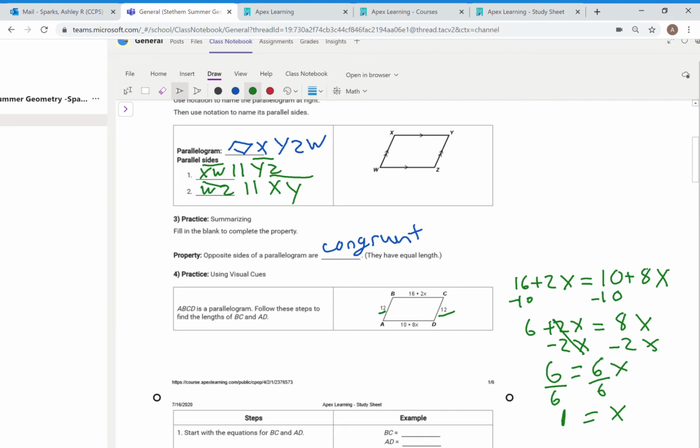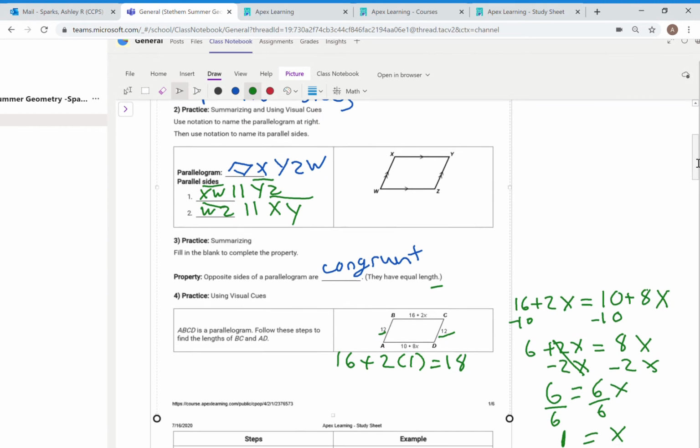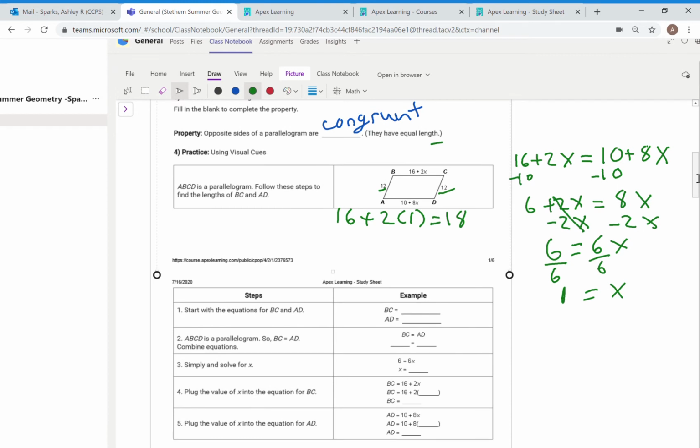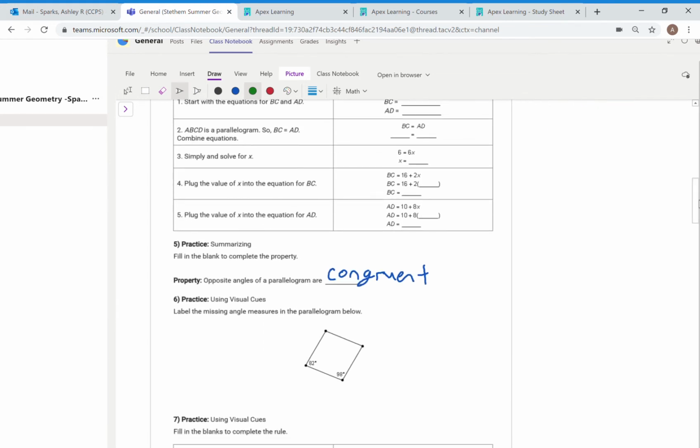And then be careful, on Apex it could ask you what is x equal. It could also ask you to find the lengths of BC and AD. So I need to plug this one back in. So I can do 16 plus 2 times 1, which would leave me with 18. Okay? So I know those sides would be 18. So just make sure you read whatever they ask for. They could ask for x. They could also ask for BC and AD. So you have to plug it back in. What you see here is they do their steps a little differently. I just like to do my steps my way.